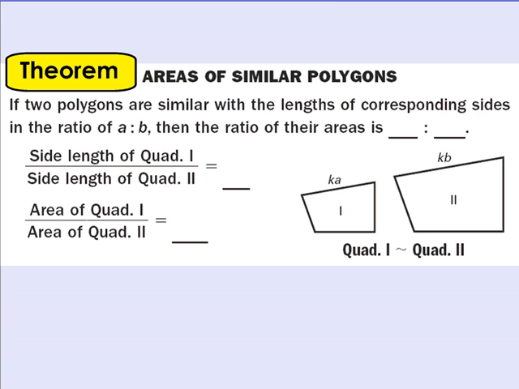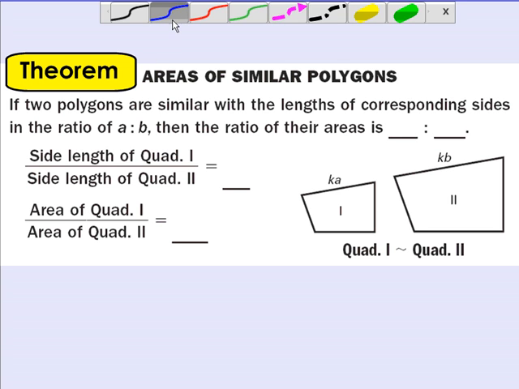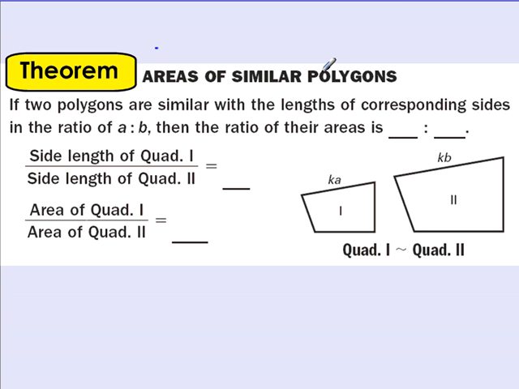Everything in this lesson pertains to this one theorem regarding the areas of similar polygons. If two polygons are similar with the lengths of corresponding sides in the ratio of a to b, then the ratio of their areas is a squared to b squared.